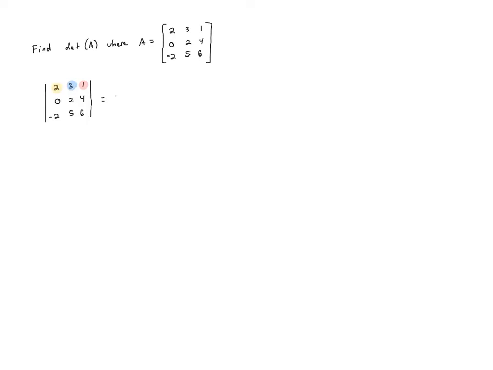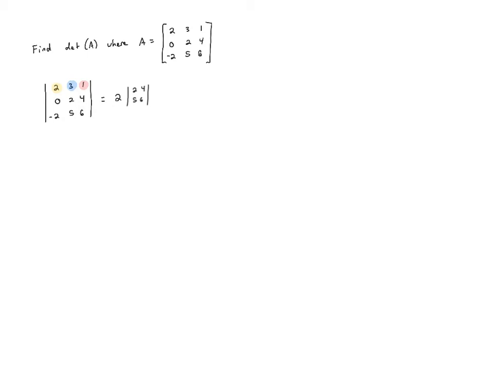So first, let's take a look at 2. This is the first element in the first row. And what we want is to look at the matrix that we would have if we deleted the row and the column that 2 was in. So if we got rid of this row and that column, we would be left with the matrix with elements 2, 4, 5, and 6. And we're going to take the determinant of that, and it's going to be multiplied by 2.